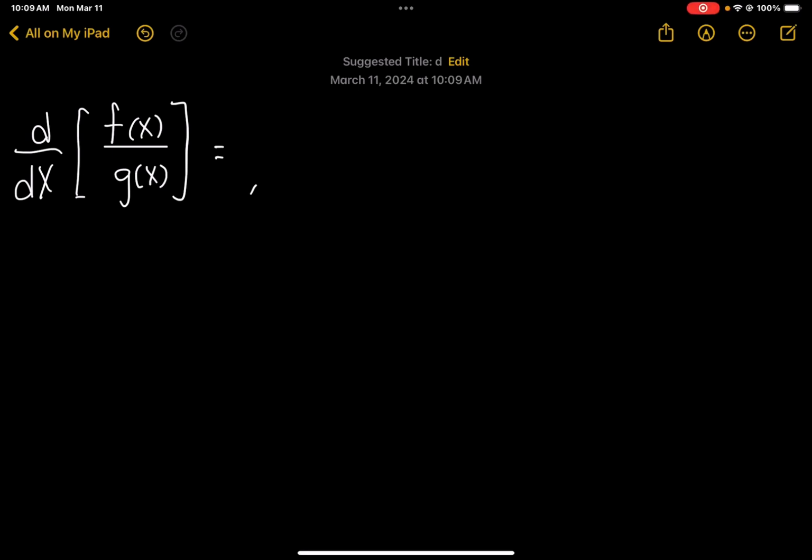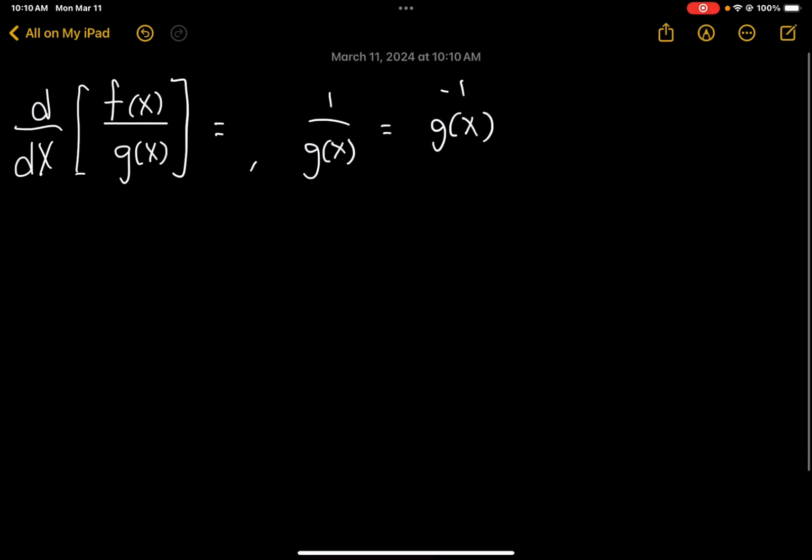Today we'll be doing the derivative of f of x over g of x. So we're going to show how to prove the quotient rule. And to do that, we can notice that we can write 1 over g of x as g of x to the negative 1 power. So we can implement that here.